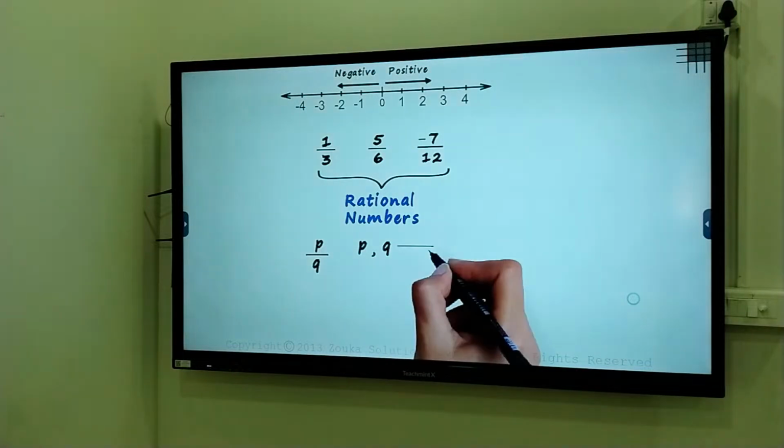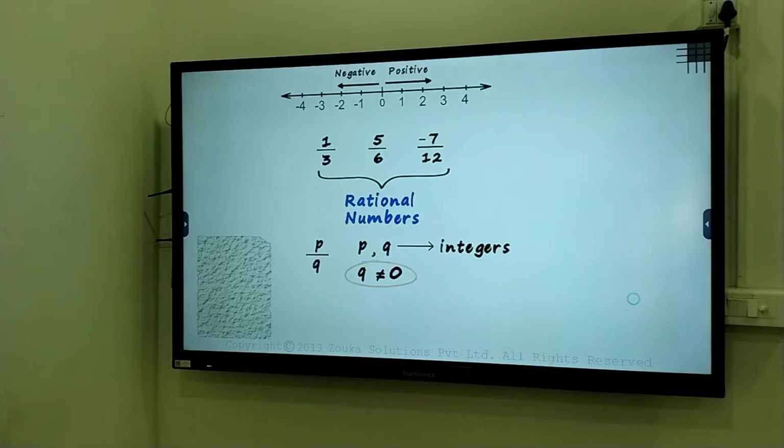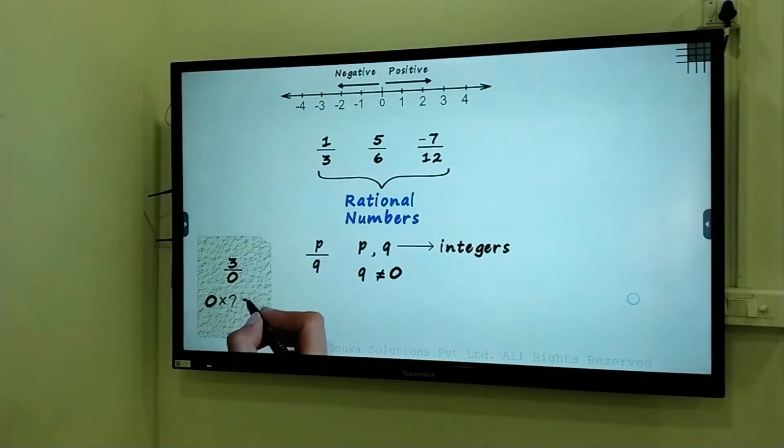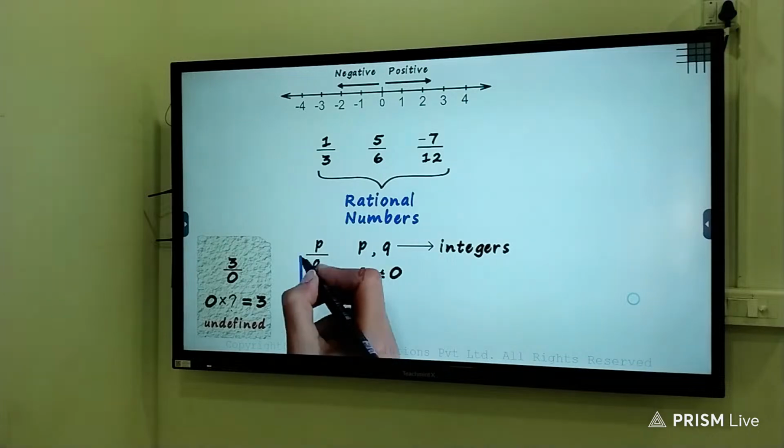P and Q should be integers. We can have only integers in place of P and Q. And there is another important condition. Q should not be equal to 0. Why do we have the second condition? Say I ask you to calculate 3 divided by 0. What would be the quotient? 0 multiplied by what will give you 3? There is no such number. This value is undefined. So this is the basic definition of rational numbers.